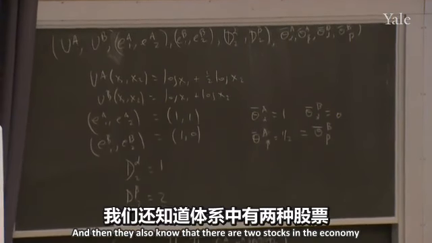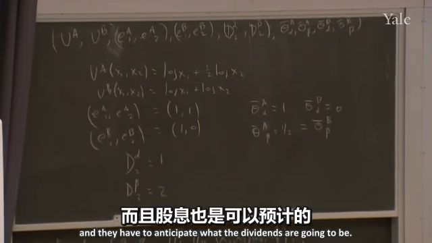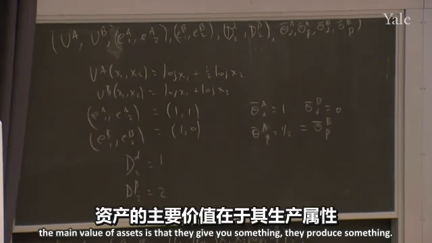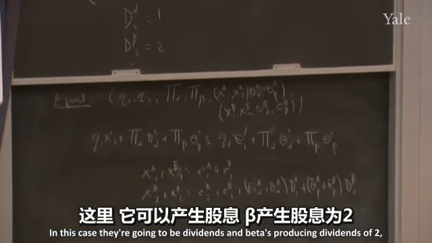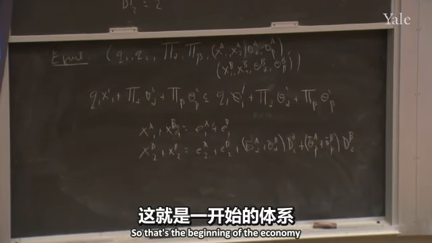And then they also know that there are two stocks in the economy, and they have to anticipate what the dividends are going to be. As Fisher said, the main value of assets is that they give you something, they produce something. In this case, they're going to be dividends, and beta is producing a dividend of 2, and alpha is producing a dividend of 1 next period. And then there is ownership of shares. So that's the beginning of the economy.